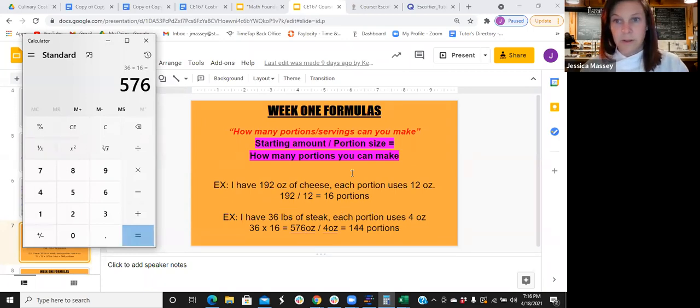And then you would do your problem and divide it by your portion size, which in this case is 4 ounces. So you divide it by 4. And that gets us 144 portions, or 144 4-ounce steaks out of the 36 pounds we have. How's everyone feeling with this principle?